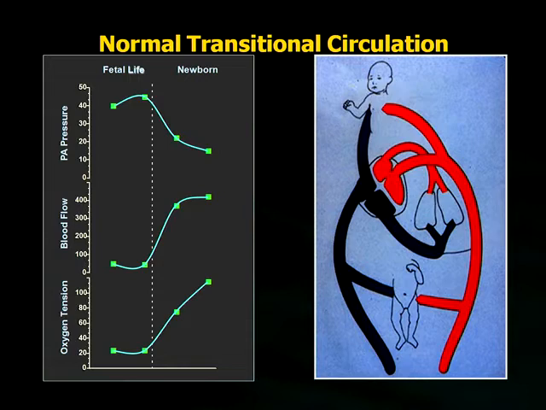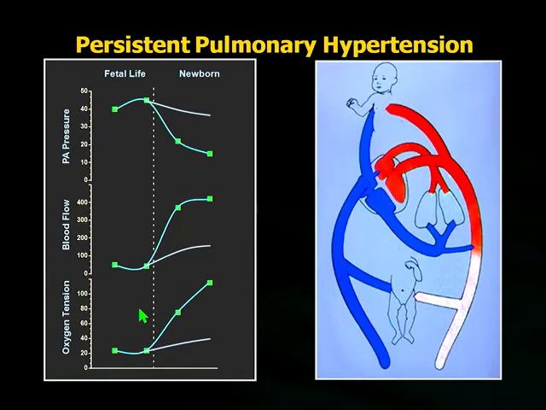So that is what the normal fetus looks like. In the newborn, pulmonary artery pressure falls, pulmonary blood flow rises, and subsequently oxygen tension rises in the newborn. What happens when you don't transition appropriately? You have persistent pulmonary hypertension. The clue is in the name. So your hypertension in your pulmonary circulation persists. Okay? So it's not rocket science, which explains why I'm a neonatologist.